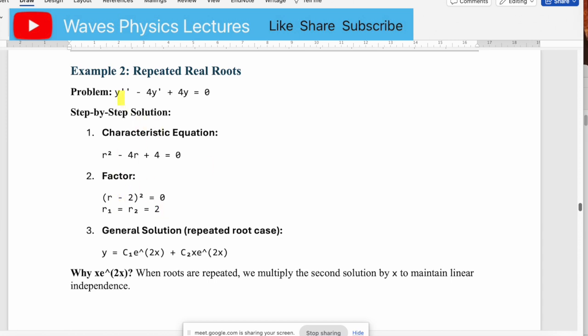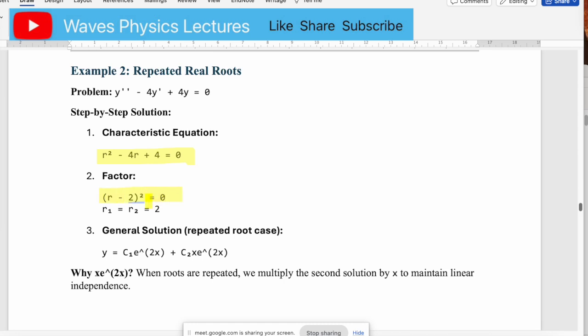Let's take this example: y double dash minus 4y dash plus 4y is equal to 0. So I'll write down the characteristic equation. It would be r square minus 4r plus 4 is equal to 0. This is nothing but the formula of a minus b whole square. So it is r minus 2 whole square.